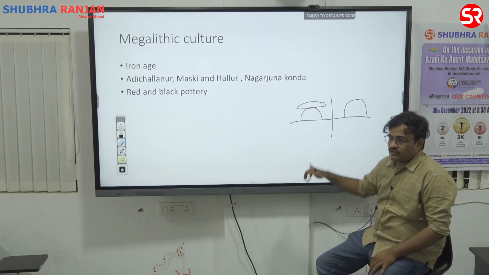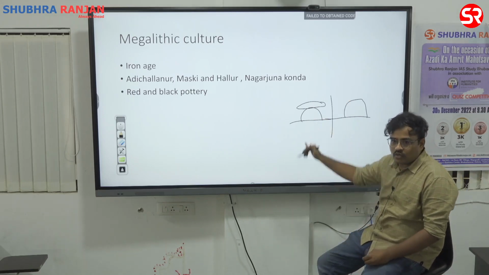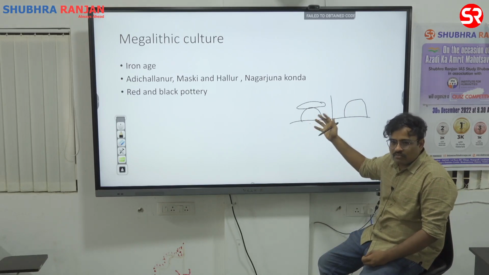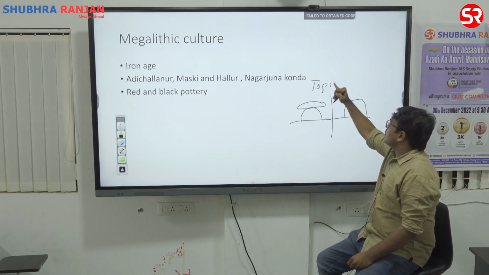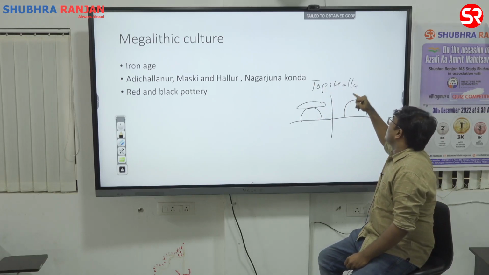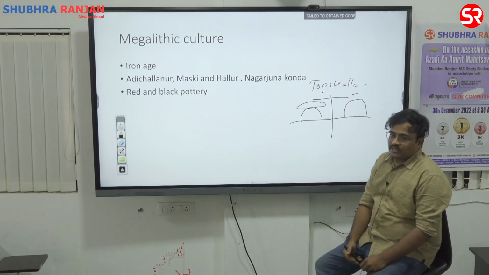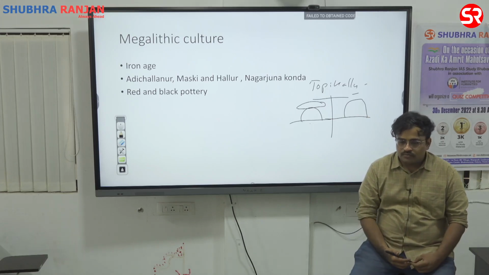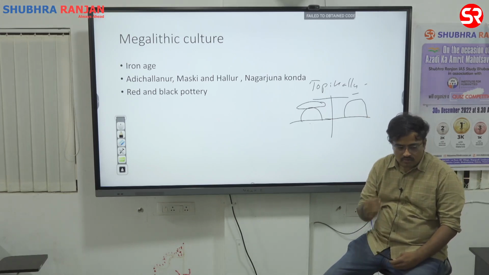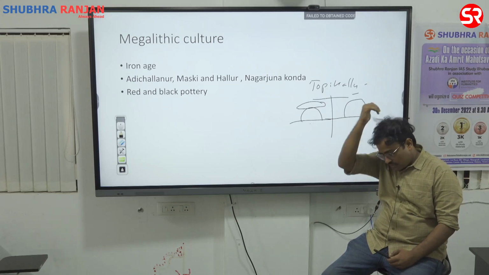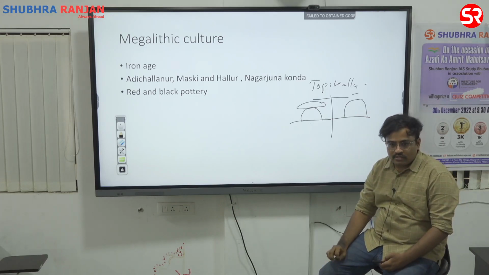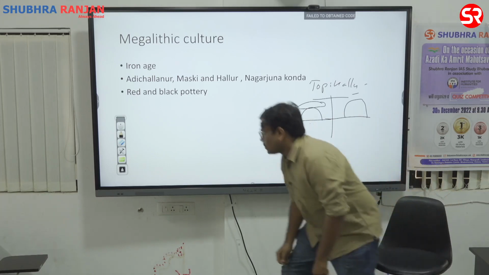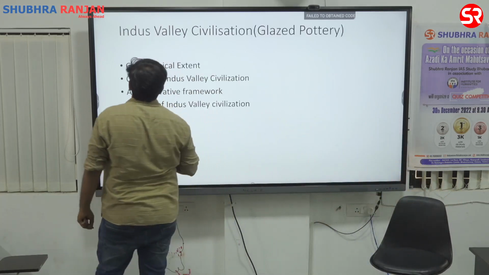megalithic burial culture, which is known as topikallu. If you want to draw, you can draw it in your note, but it is not very important. You write the name at least: it is known as topikallu. There are many types, but this is the most prominent type of burial. It is a burial tradition. Is it all right? So this finishes off the stone ages in human society.